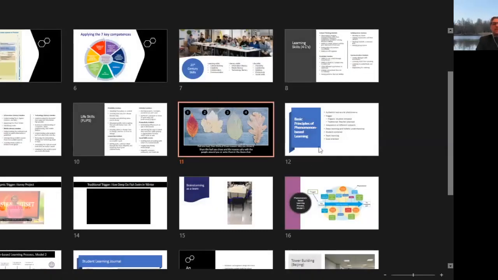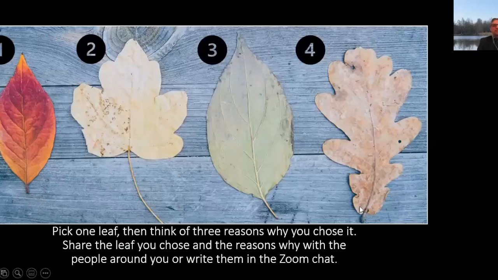Okay, so when you were doing this, there was no right or wrong answer. All four are leaves, all four are different. The Finnish assessment system really likes to look at multiple ways to solve a problem. And that goes from preschool through university level. They always like to think that there's multiple ways to approach something.